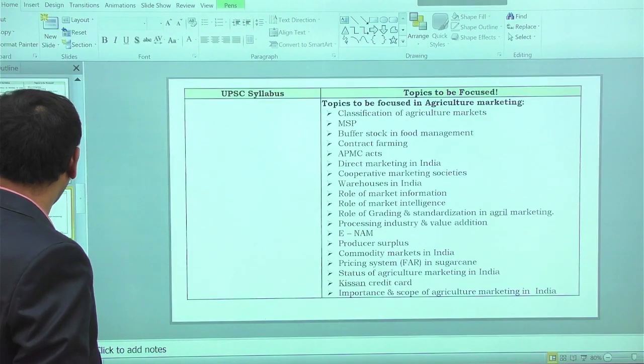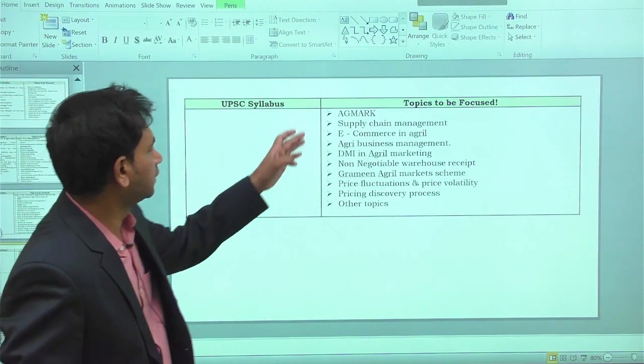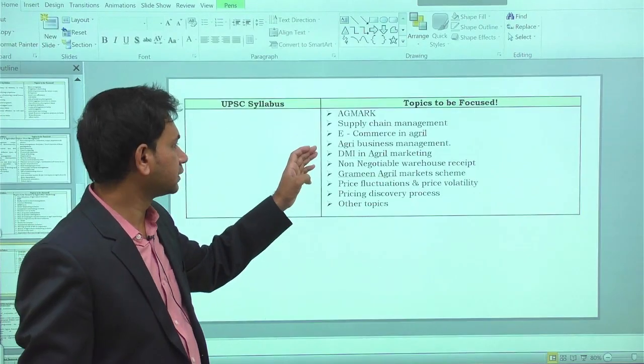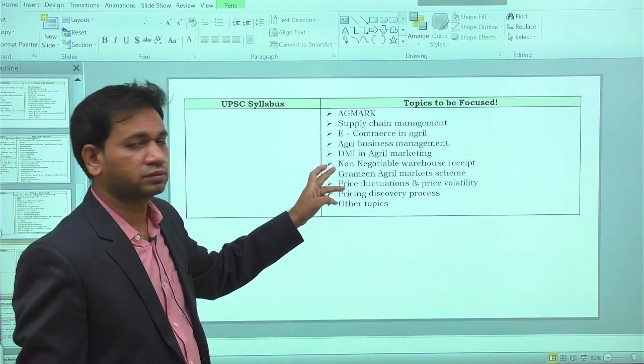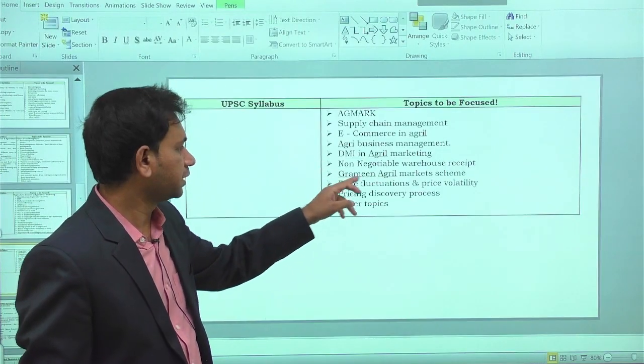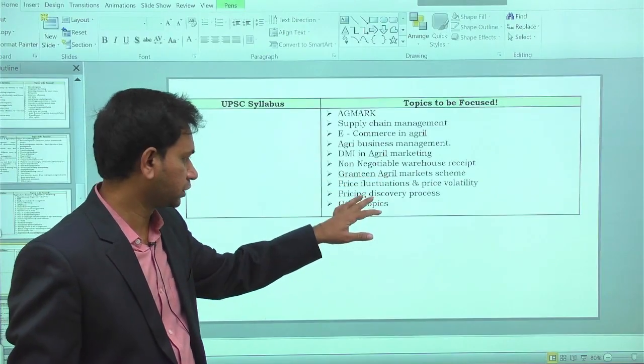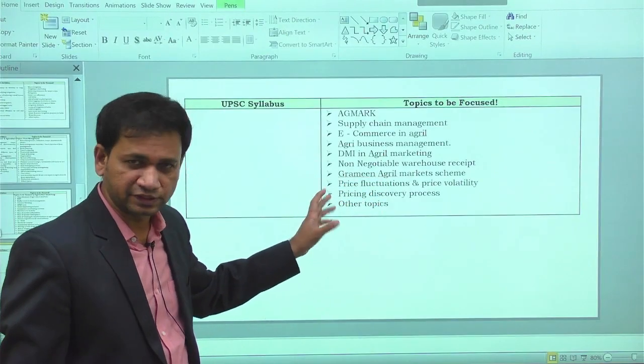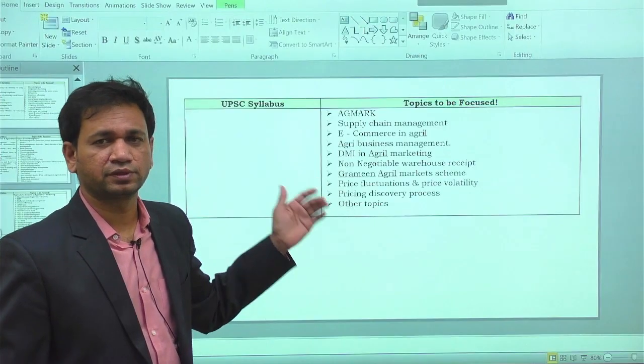Then other subjects like AGMAR, supply chain management, e-commerce, agribusiness, then negotiable warehouse receipt in the warehouse, Gramin Agricultural Market scheme, price fluctuation and price volatility, and the price discovery process. These are the other topics we have in agriculture marketing.